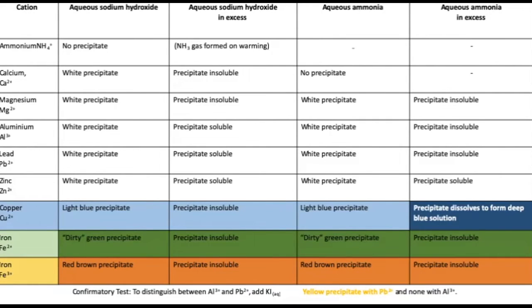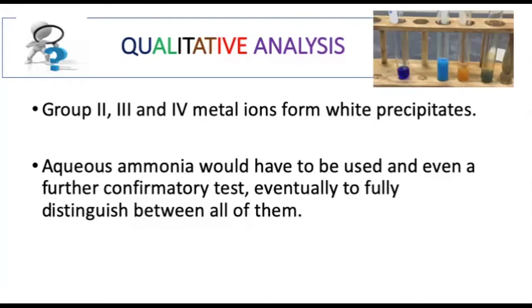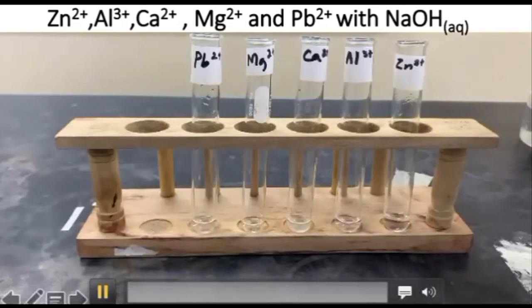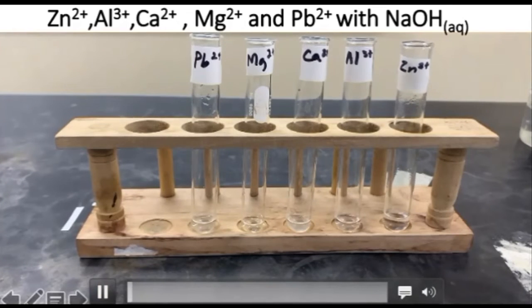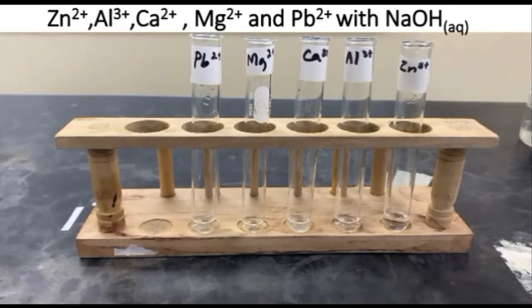And even so, they can still be identified. From the table, magnesium and calcium ions can be distinguished from each other, as though both form white precipitate with aqueous sodium hydroxide, calcium does not form a precipitate with aqueous ammonia. Group 2, 3, and 4 metal ions form white precipitates. Aqueous ammonia would have to be used, and even a further confirmatory test to eventually fully distinguish between all of them.